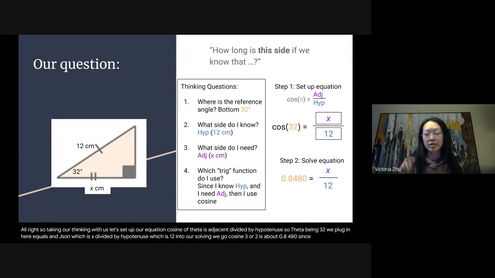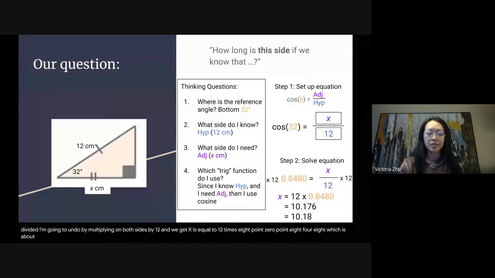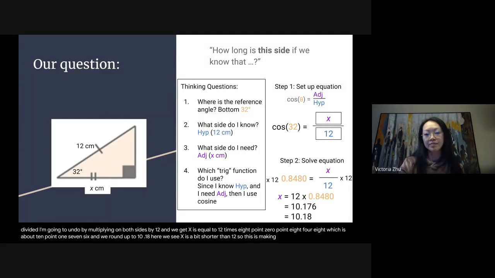Since x is being divided, I'm going to undo by multiplying on both sides by 12, and we get x is equal to 12 times 0.848, which is about 10.176, and we round up to 10.18. In the picture, we see x is a little bit shorter than 12, so this is making some sense.